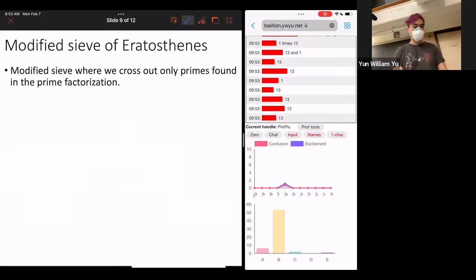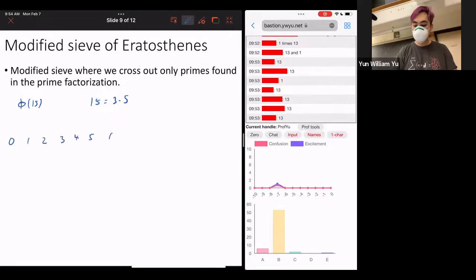So let me check my timing, because I think I should be able to finish at least this part of the lecture. What we've been doing here is the modified sieve of Eratosthenes, right? So if we have phi of 15, you'll notice that 15 is equal to 3 times 5. If we write out all these numbers, 0, 1, 2, 3, 4, 5, 6, 7, 8, 9, 10, 11, 12, 13, 14, well, we can cross these out. So what are the multiples of 3? 0, 3, 6, 9, 12.